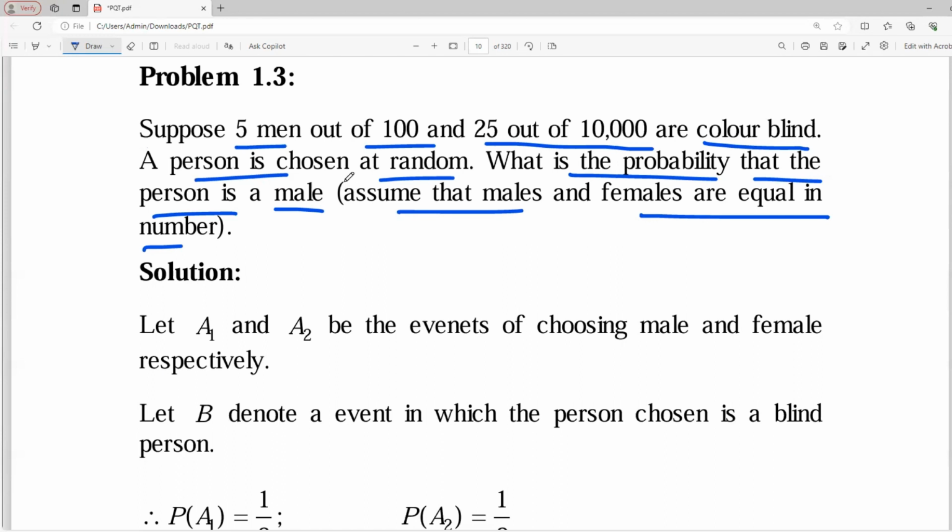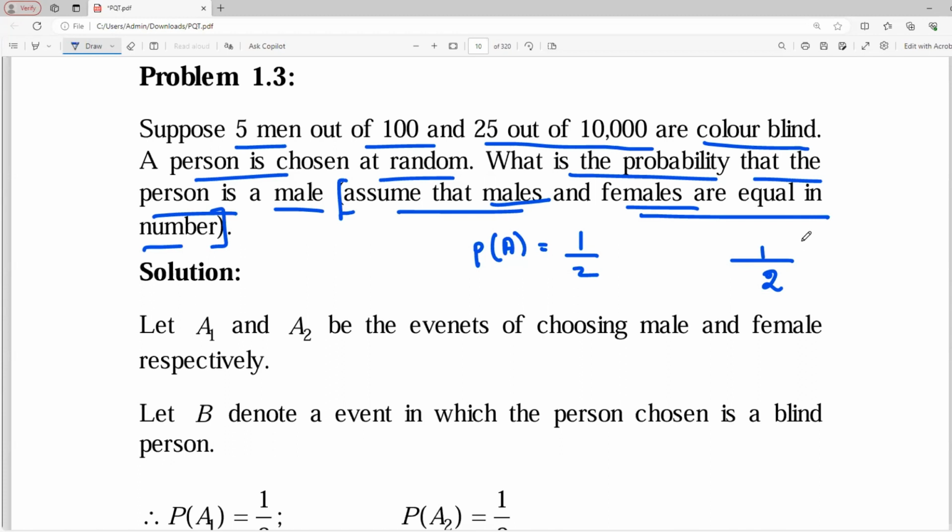So you have to note down this particular sentence: assuming that the males and the females are equal in numbers. So basically what they are saying is that the probability of A, the overall probability, is going to be 1 by 2, because only two possible outcomes are here. One is a male, another one is a female. Either one of the events can happen. So either it can be a male or it can be a female.